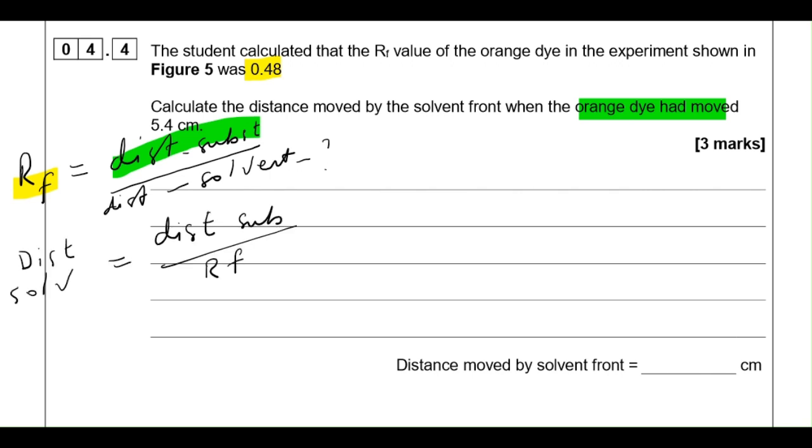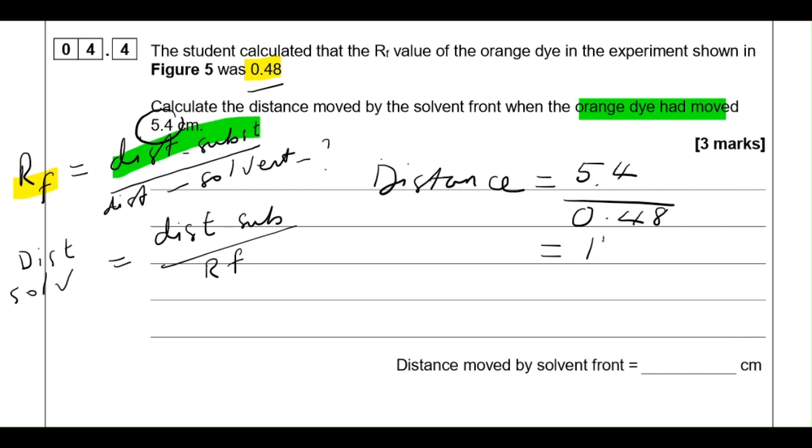So divide both sides by RF, multiply both sides by the distance the solvent moves, and you end up with the distance the solvent moves equals the distance the substance moved divided by the RF. Now we can sub these numbers in. The distance equals the orange dye distance 5.4 divided by the RF 0.48. And when we crunch that on our calculator, we end up with 11.25. There's a mark for rearranging the formula, a mark for subbing in the numbers, and then a mark for the final answer of 11.25, 3 marks.